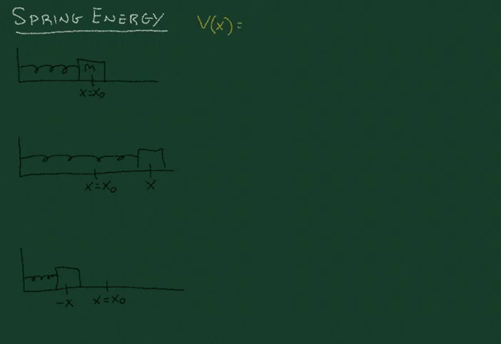The potential would be 1/2 k (x minus x0) squared. Really, we should say the magnitude of x minus x0, so the difference between the two distances. We call k the spring constant. If we look at our units, we know that potential has units of energy, and position has units of length, so the spring constant has units of energy divided by length squared.